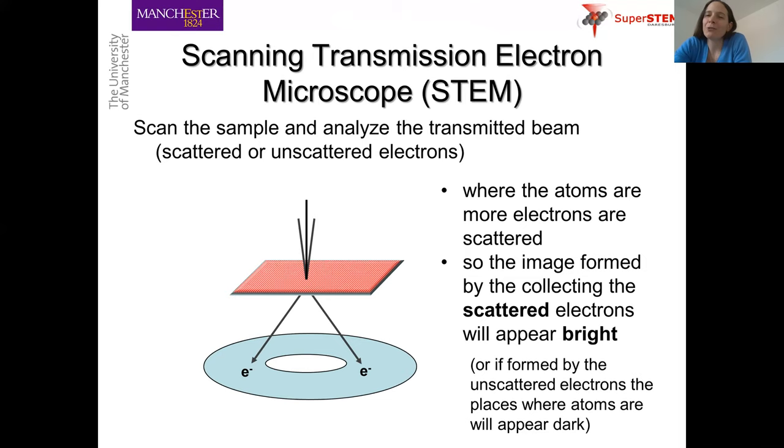On the other hand, if we form the image using the unscattered beam, the directly transmitted beam, we'll end up having spots that appear dark where there are atoms.